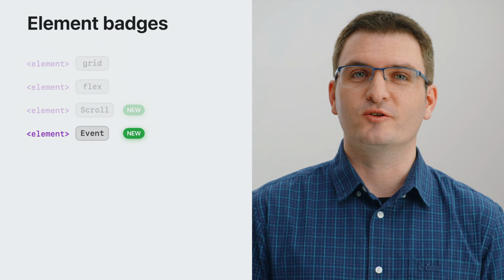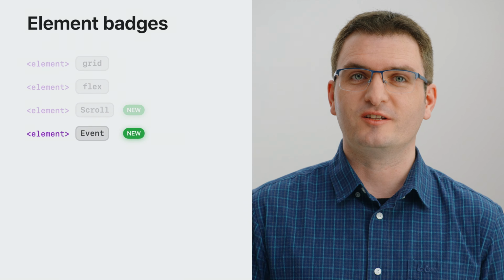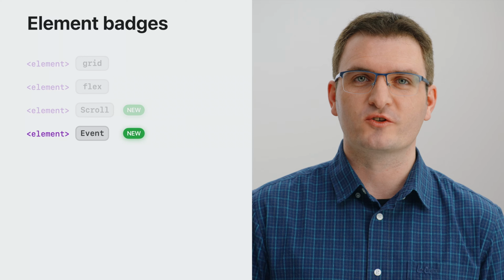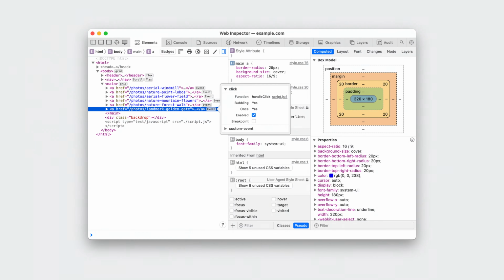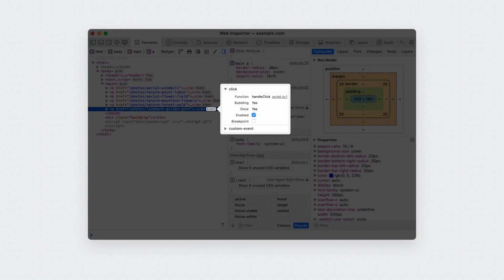Next, I'd like to tell you about the new event badge. It appears next to elements which have JavaScript event listeners attached to them. It works both for built-in events, like pointer or UI events, as well as custom JavaScript events that you dispatch in your code. Look for elements with the event badge next to them in the node tree, and click the badge to show a popover with all the event listeners attached to that element.